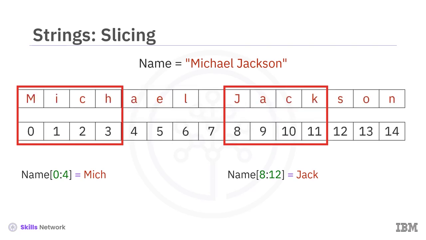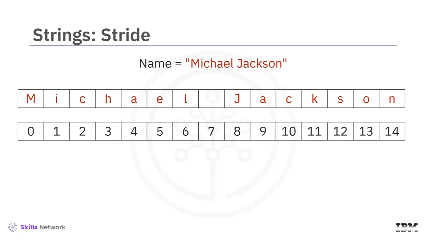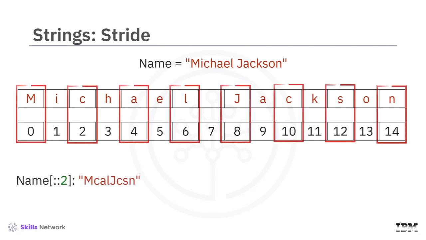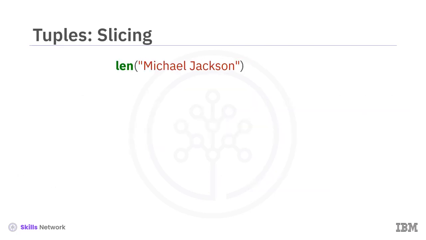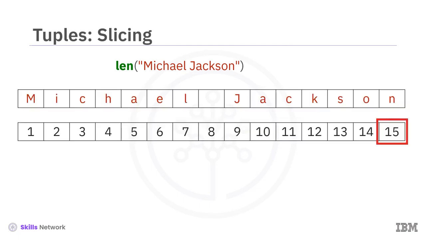We can treat the string as a sequence and perform sequence operations. We can also input a stride value as follows. The 2 indicates we'd select every second variable. We can also incorporate slicing. In this case, we return every second value up to index 4. We can use the len command to obtain the length of the string. As there are 15 elements, the result is 15.